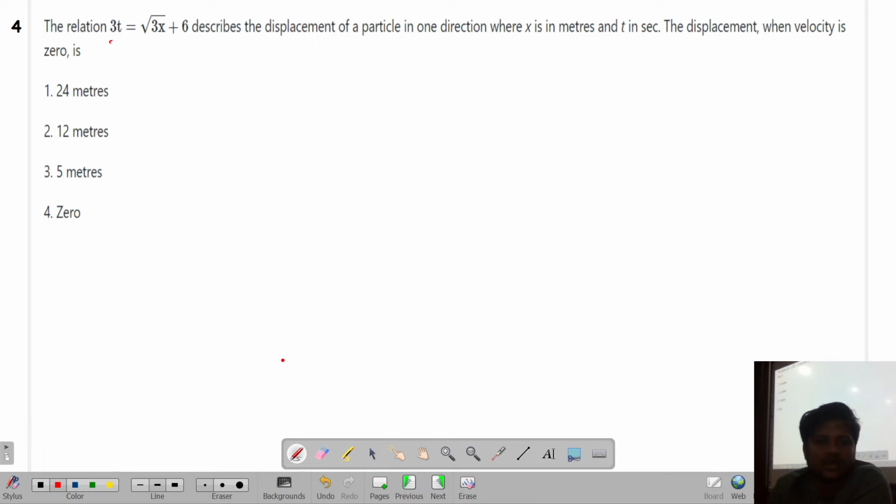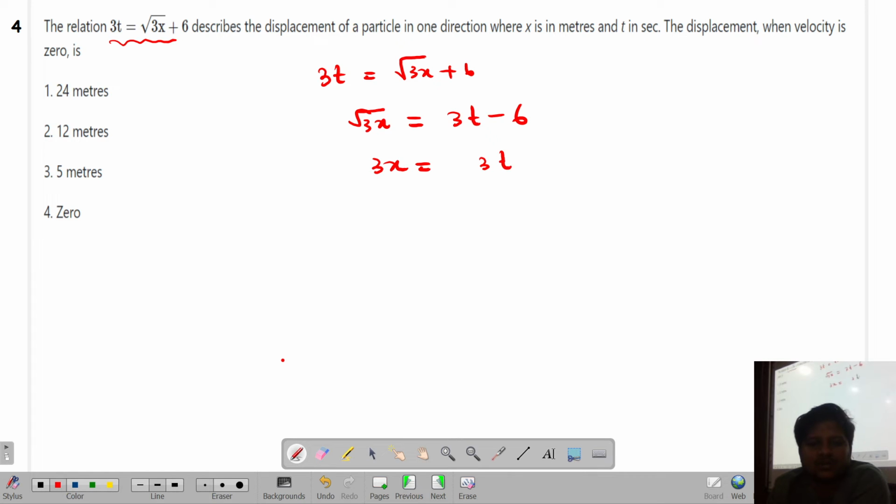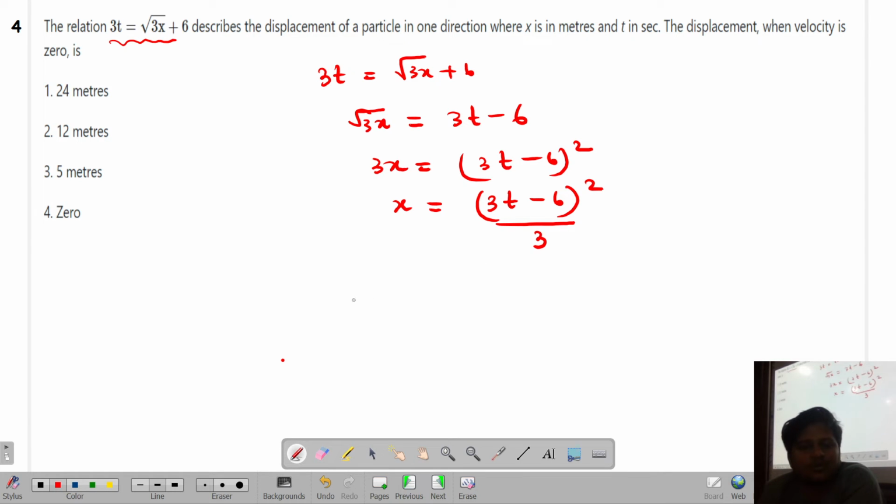Look over here. Again, some equation for x is given with time, but as we know, time can't be written in terms of other things, so I'll have to convert it. So 3t is equal to root 3x plus 6. I'll write root 3x is equal to 3t minus 6. Then 3x will become 3t minus 6 whole square, and x will be written as 3t minus 6 whole square divided by 3. This is your position equation.